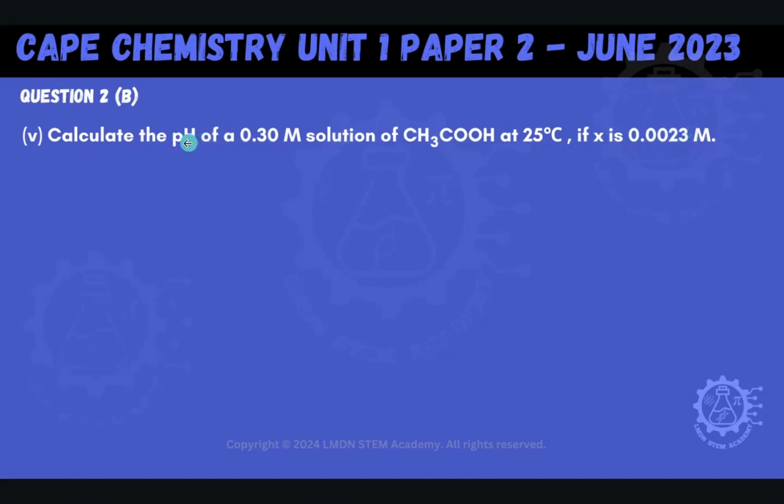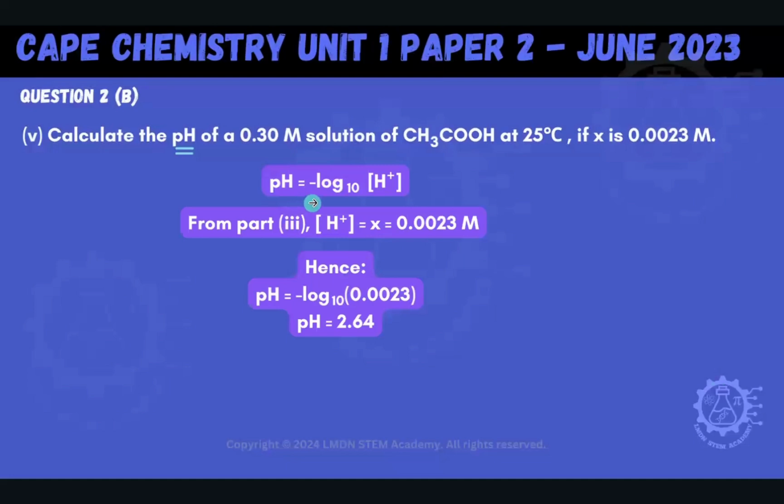So they're asking us to find a pH, right? And so the place that we have to start is by saying what the pH is. What's the formula for finding a pH, right? And that would just be that pH is equal to the negative log to the base 10 of your hydrogen ions or your proton concentration, right?